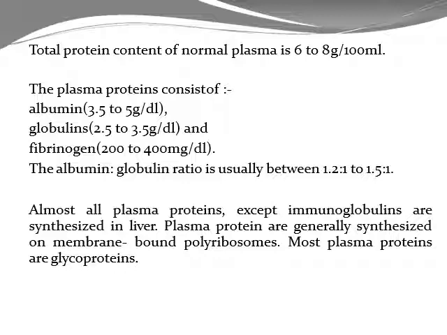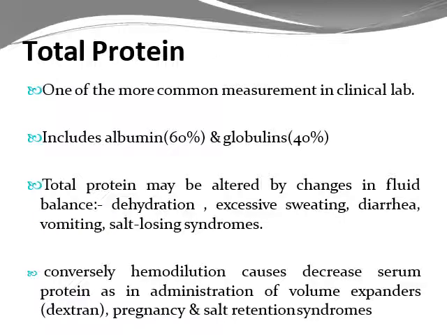And we have also learned that most plasma proteins are glycoproteins. The term total protein is very widely used in a clinical setup, mostly in order to diagnose liver conditions, how well our liver is functioning, etc. It's one of the most common measurements in clinical lab. It includes mainly albumin as well as some globulins.